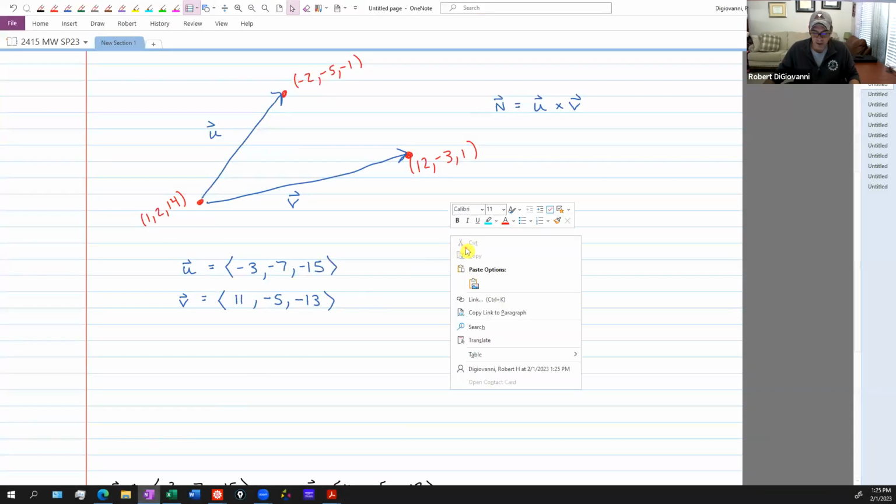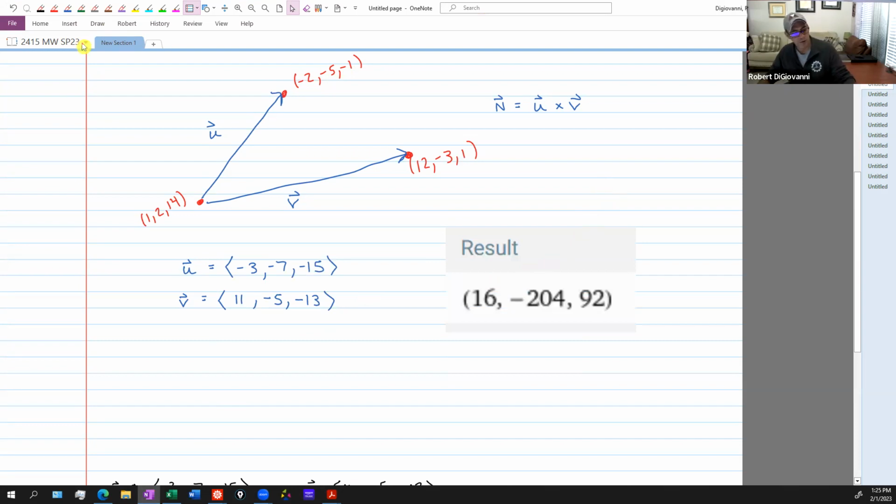So I'm just going to slap this in here for us. So the result is that our normal vector is the vector, I'm going to write it as a vector though, 16, -204, and then 92. And that is a massively long vector, right? So I can use that vector, or I can use any scalar multiple of it. So I'm just going to look at it real quick and see if there's a number that divides through all of those numbers. And 2 works, but 4 also works.